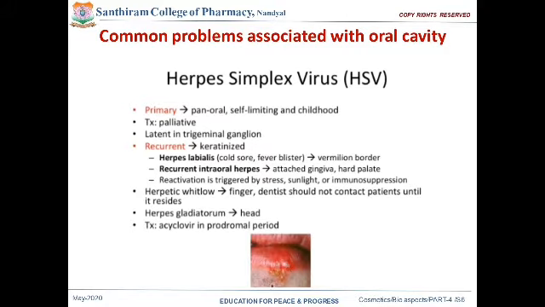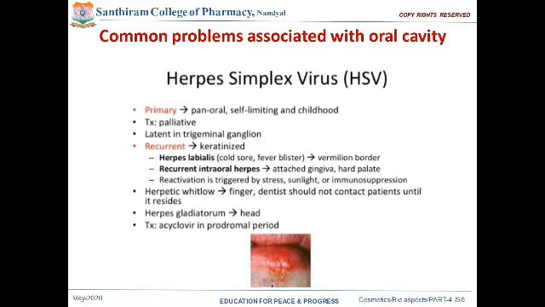Some other manifestations of herpes are herpetic whitlow, which are lesions occurring on the finger, and a dentist should not contact patients until this lesion resolves. Herpes gladiatorum appears on the head, classically on wrestlers. There are many, many other manifestations, but those are just a few common ones. Treatment for this would be an antiviral, like acyclovir, during the prodromal period, before the lesion comes on in full force.